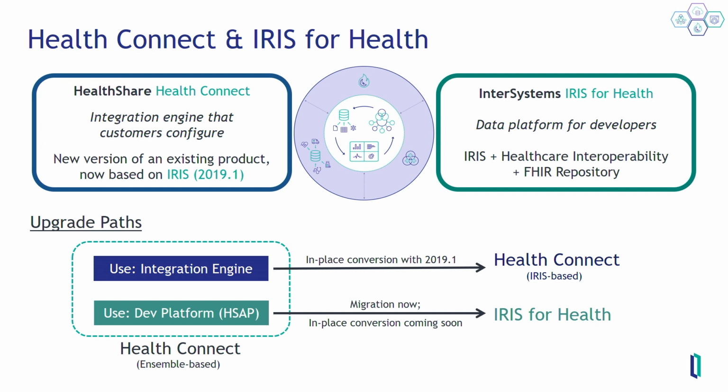In terms of how things are built, it's now directly built on Iris as opposed to Ensemble. So all the capabilities and enhancements in terms of performance you will directly inherit now in Health Connect. The key difference is what you are using the product for. If you're using it as an integration engine, then you should stick with Health Connect. But if you need to do additional development, build out additional solutions, then you're looking at Iris for Health.